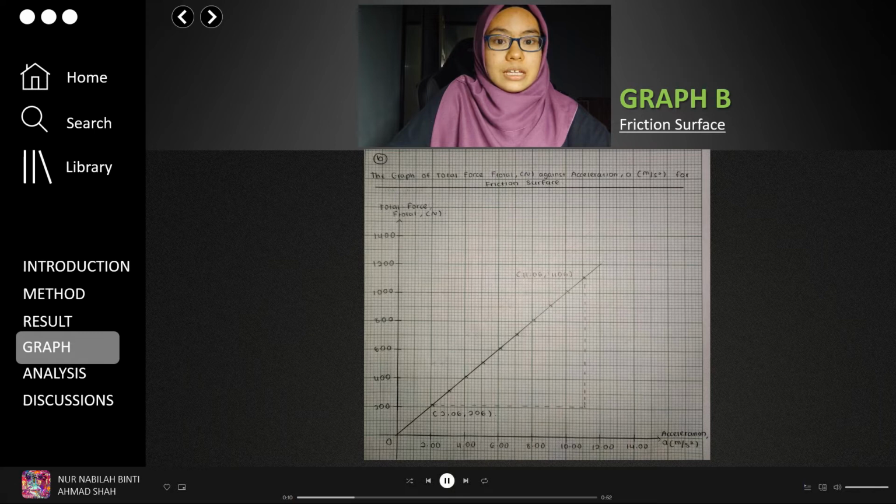Graph B is the total force as a function of acceleration for friction surface. As we can see here, the y-axis is still the same, which is the total force, and the x-axis is also the same, which is the acceleration. This graph is also linear, or we can say that the total force is directly proportional to the acceleration. I also do the same thing. I put the coordinates to make it easier for us to calculate the gradient.